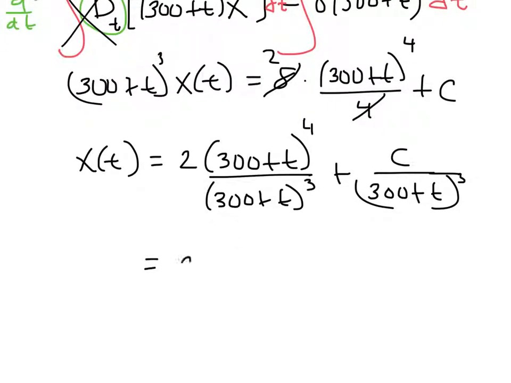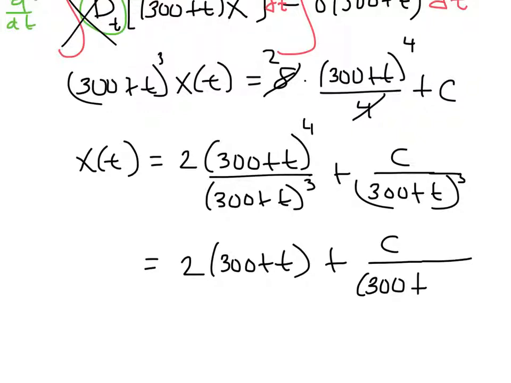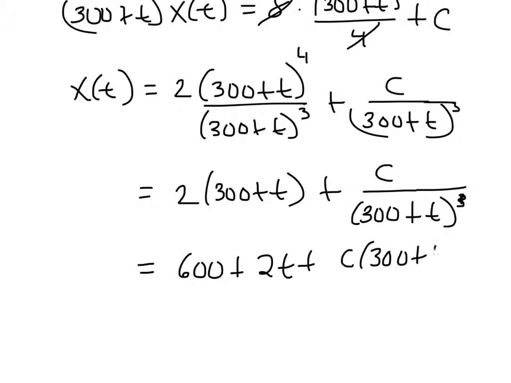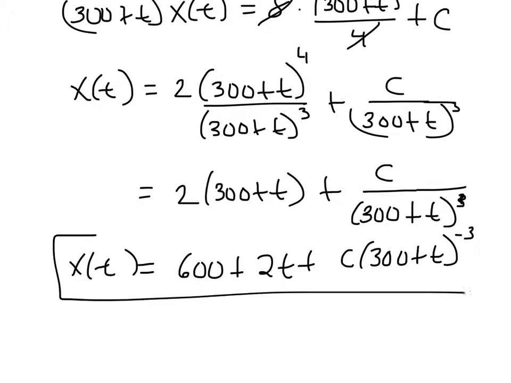and equals 2. This is just 300 plus t, and let's go ahead and keep our constant over, okay, so this guy, that's a cubed. And simplifying just a little bit more, I'm distributing, so I get 600 plus 2t. And you can technically write this as to the negative 3rd power. So this is our solution, an explicit solution to our differential equation.